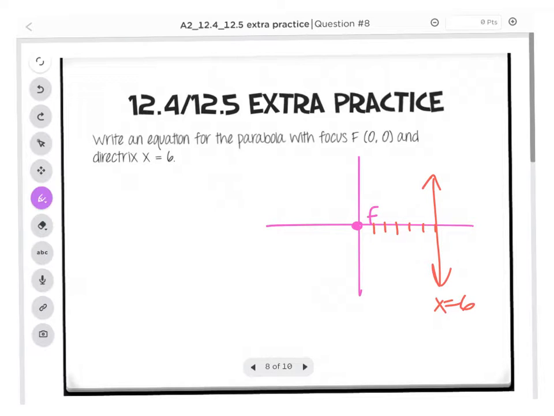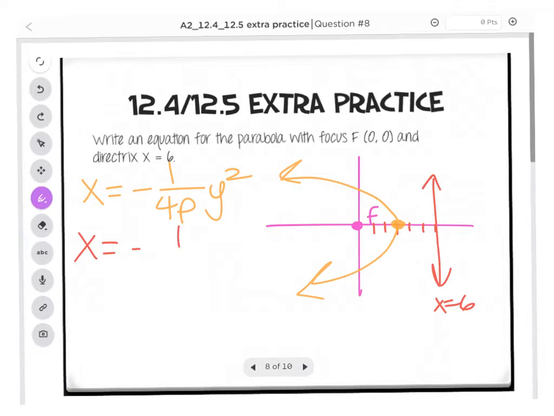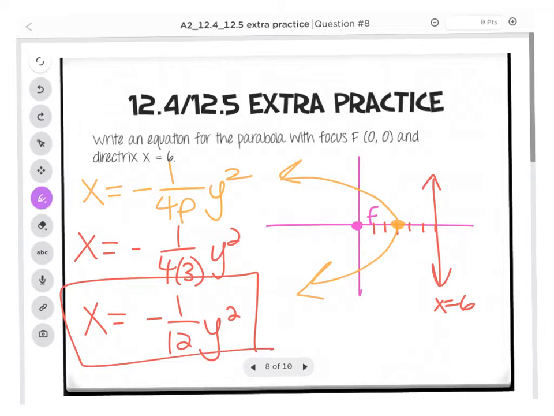So that means my vertex is halfway between the two, and the p, and it faces which direction? Towards or around the focus. So this is going to be a leftward facing parabola, which tells you what about its equation? It's a negative y squared one, right? So this is x equals negative 1 over 4p y squared. What's p? P is 3. Good. So this is x equals negative 1 over 4 times 3 y squared. X equals negative 1/12 y squared.